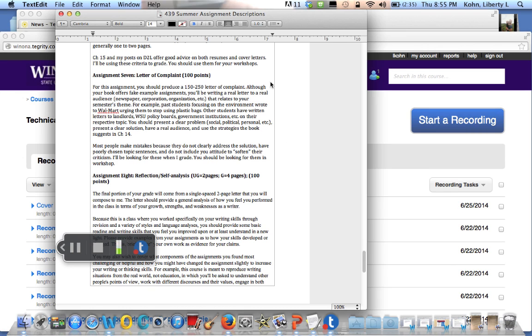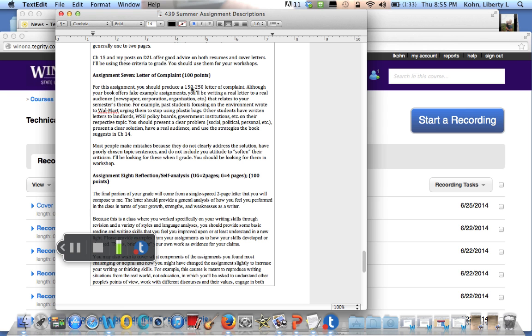It'll be one page. Letters of complaint are fairly short. Chapter 14 also refers to this as a claim letter. Basically, you're asking for something to be fixed. So a letter of complaint is not necessarily complaining, but rather it's more of a problem-solution-based genre, where there's some type of a relationship between you and another party. Something is not going well, and you're asking that party to change whatever they can so that both you and potentially the other party have a brighter future, let's say.